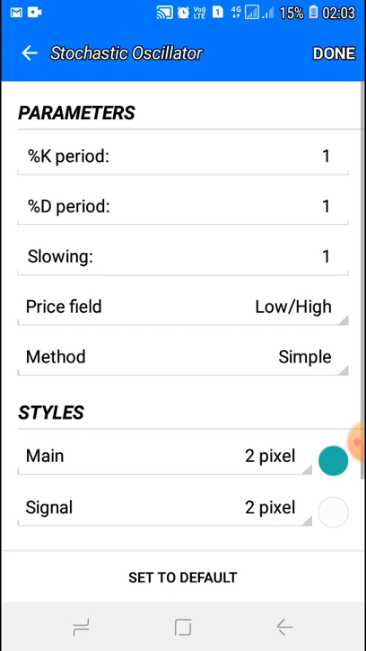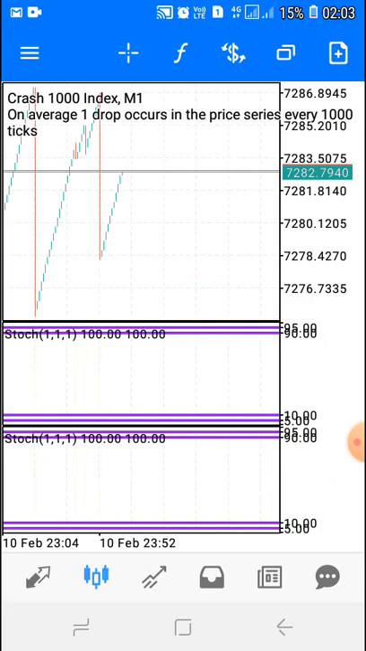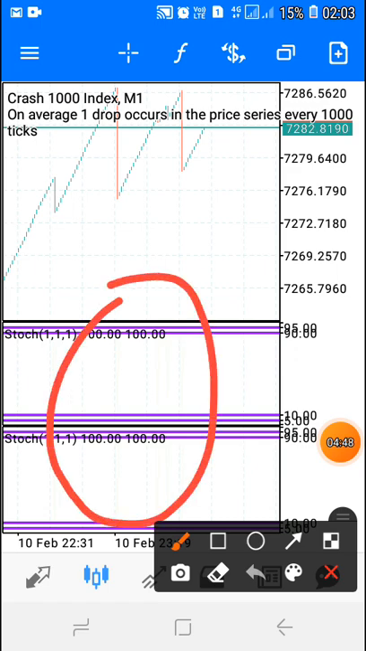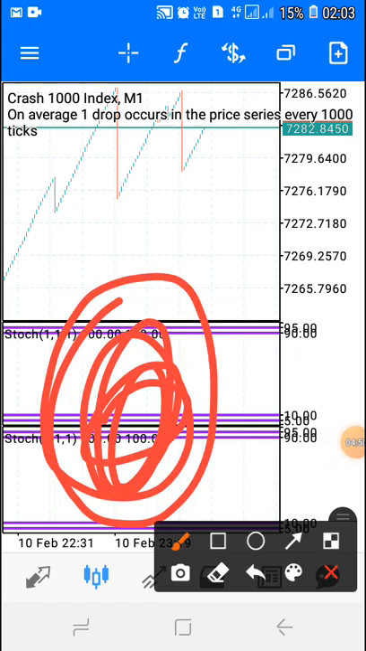Right now, this is just the parameters I'm going to show you guys for the second time. K period 1, D period 1, slowing 1, price low or high, method simple, styles main 2 pixel green, signal 2 pixel white. Right, so we have two stochastics, right? You can see we have two stochastics, 1, 2, right?